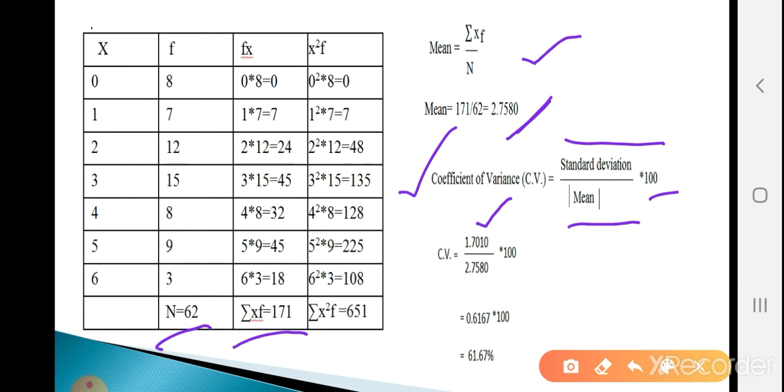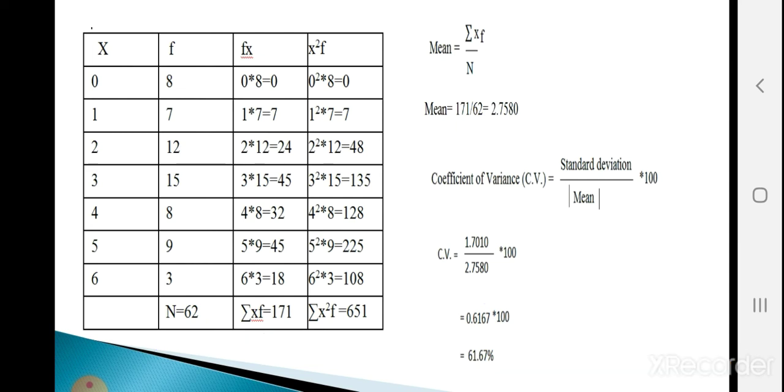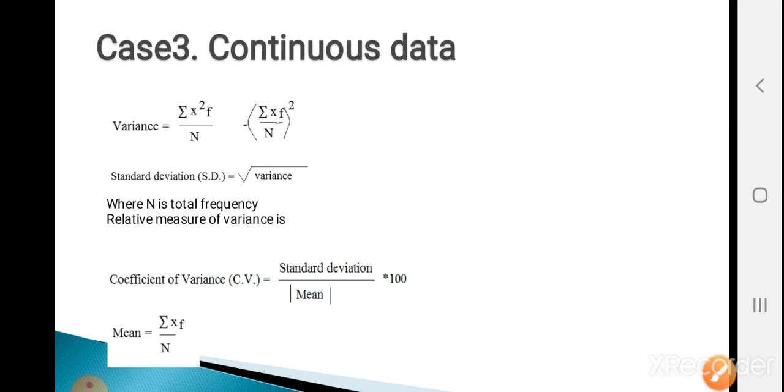Then 1.7010 divided by 2.7580 value is 0.6167, multiplied by 100, that is 61.67. CV is always denoted by percentage. So here the CV value is 61.67%.